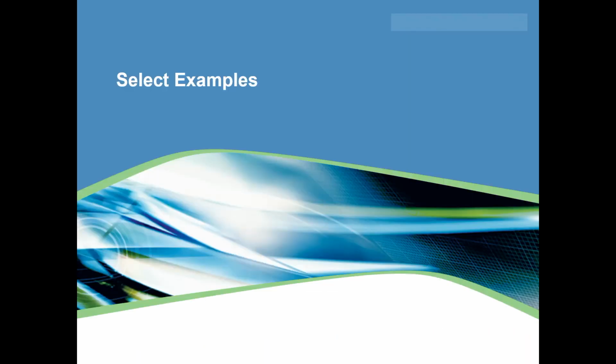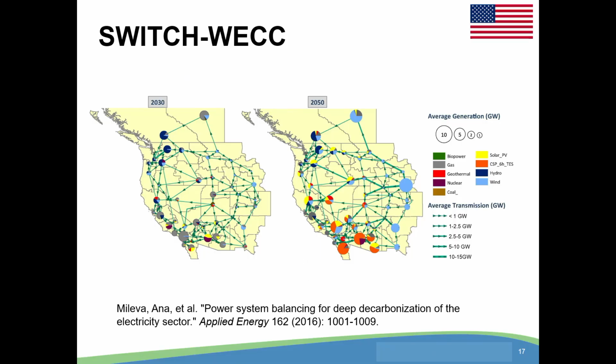All right, so now I would like to go over some select examples of how different countries have used the switch model. So I'm going to start off with the western portion of the United States, and this is where the switch model was first used. And here we see the electricity power grid projected both in 2030 and 2050.